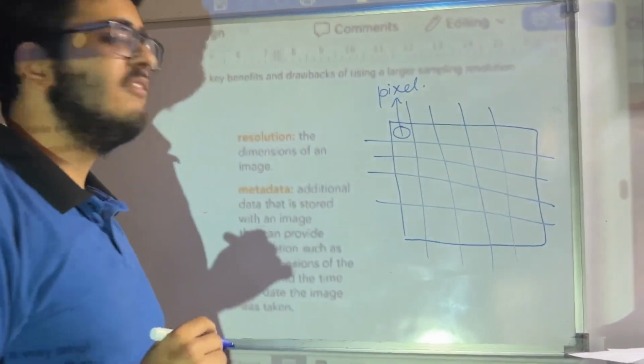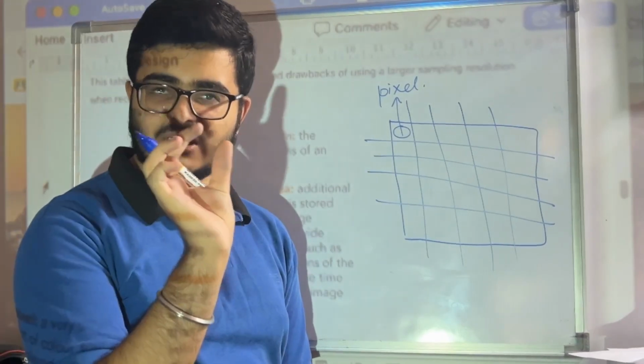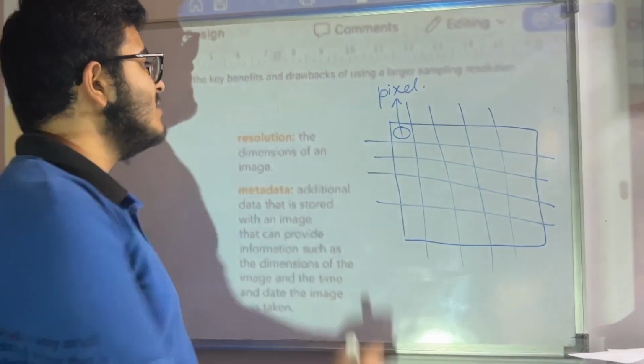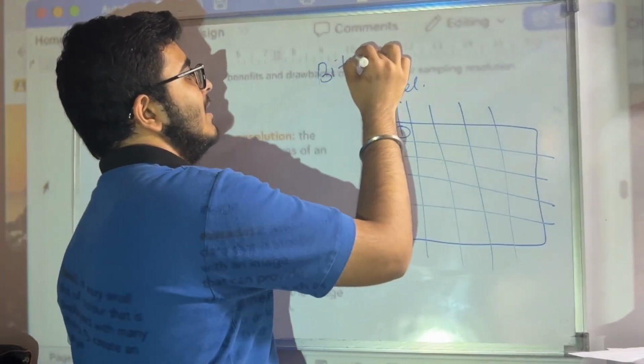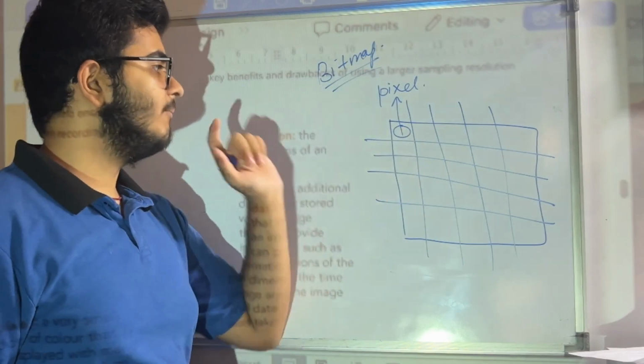Each part is called a pixel. If they ask you to define a pixel, a pixel is the smallest component of an image, or the smallest square-shaped part of an image. It can be circular also. These images are known as bitmap images. In our syllabus, we are studying bitmap images, right? So this is a small pixel.